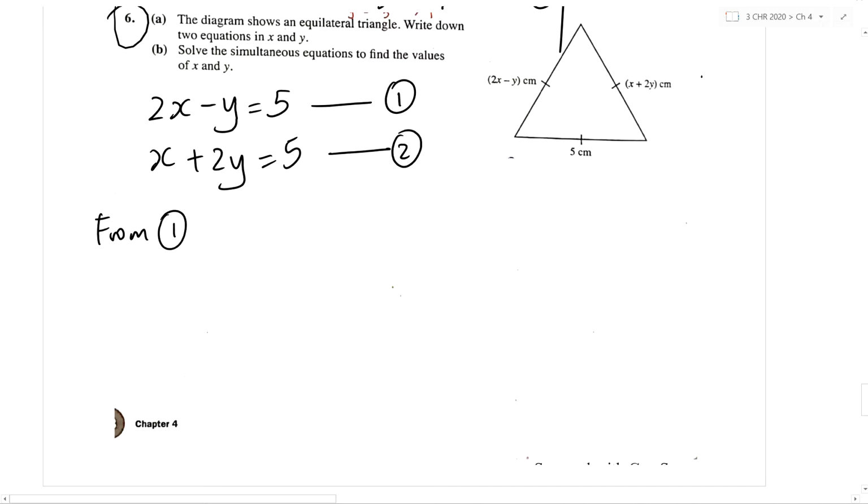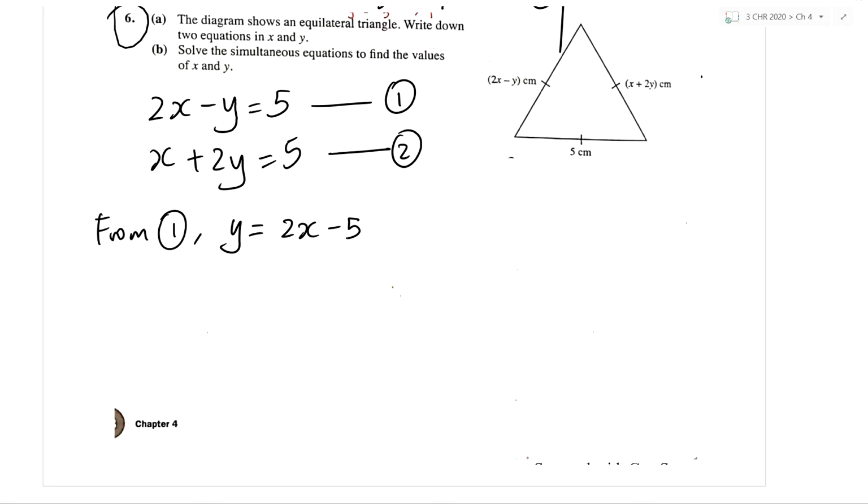From equation number 1, do you want to make x the subject or y the subject? You want to make y the subject, right? Because y has a coefficient of -1, meaning the number in front of the y is a -1. It is easier as compared to this 2, where you still have to divide later on. So from equation number 1, y is going to be equal to 2x minus 5. Are you able to do this in one step by yourself? If you can, go ahead.